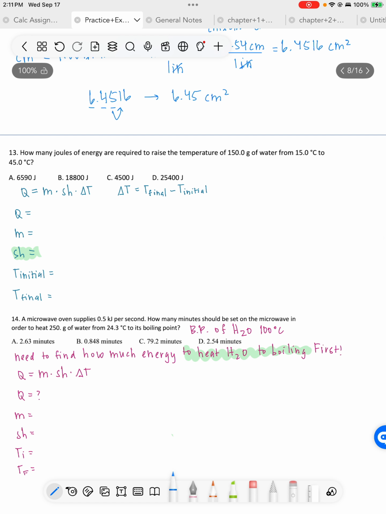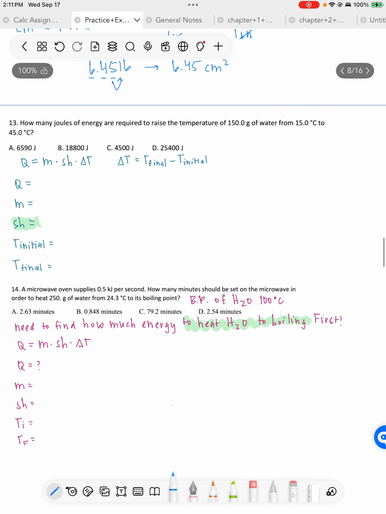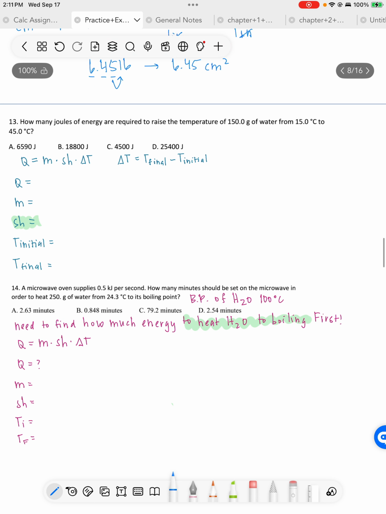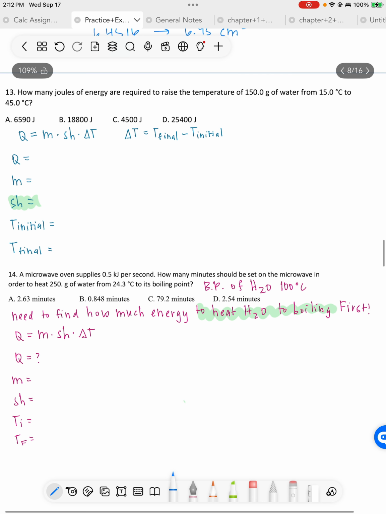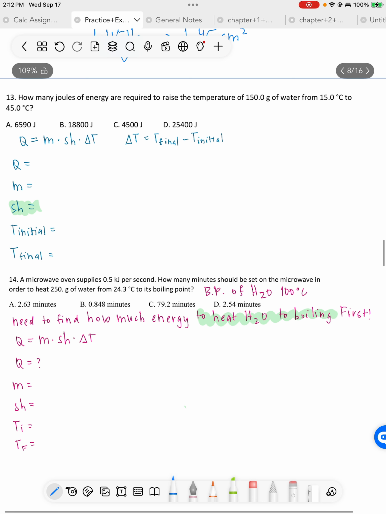All right. Our next problem is going to be a specific heat problem. And so I'm going to walk you through this one slowly and give you some tips for these. So the problem says how many joules of energy? So we know what we're looking for. We're looking for joules of energy. Are required to raise the temperature of 150 grams of water.